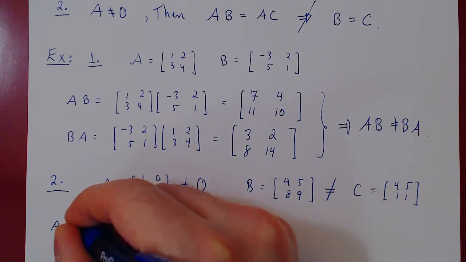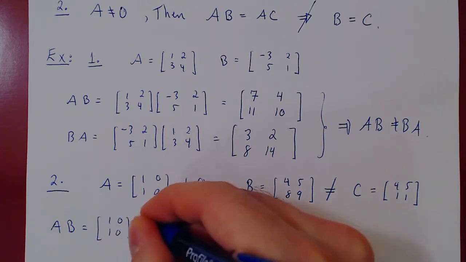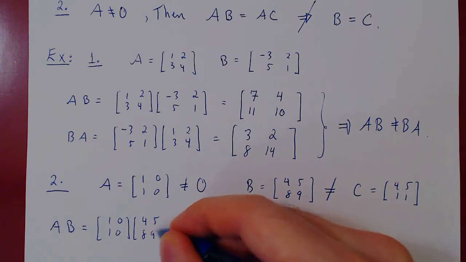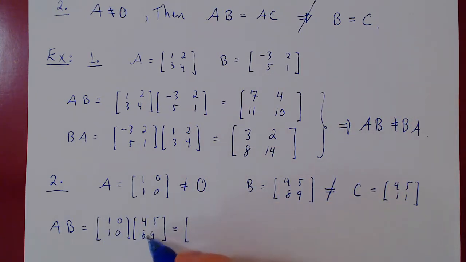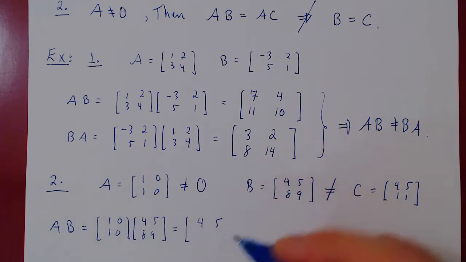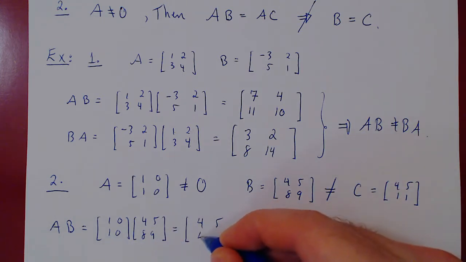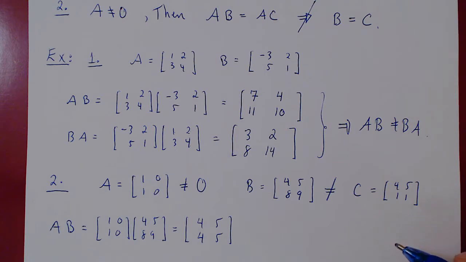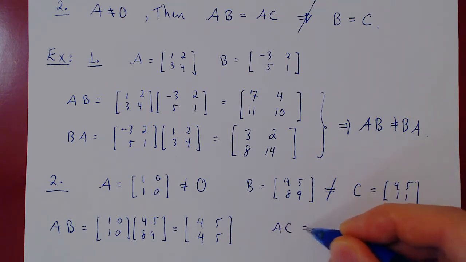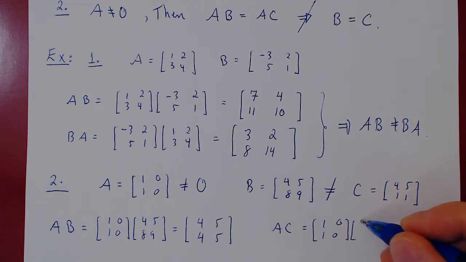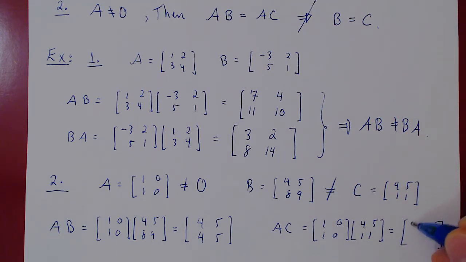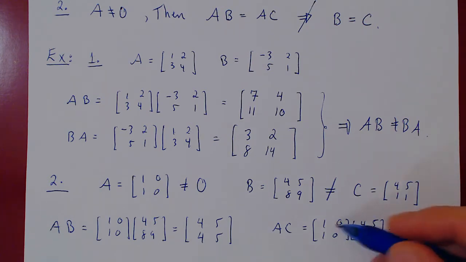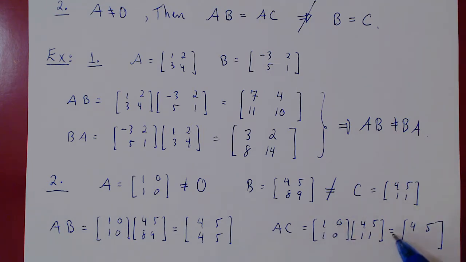Let's compute AB. You'll have 4 plus 0, 5 plus 0, so it's going to be 4, 5. Then same thing, same row times the same two columns will give you the same row again. And therefore you have the matrix 4, 5, 4, 5. Let's compute AC. Well, 4 plus 0, 4. 5 plus 0, 5. The second row is the same as the first row, which will give us the same second row. 4, 5, 4, 5. And you can clearly see that AB and AC are equal.